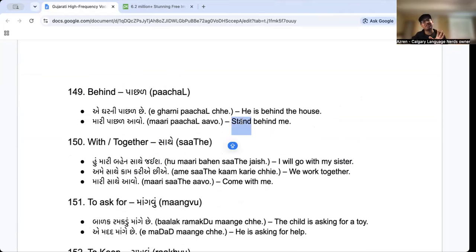It's stand behind me, but the word stand isn't here. It's kind of like, come over here behind me. Stand over here behind me.